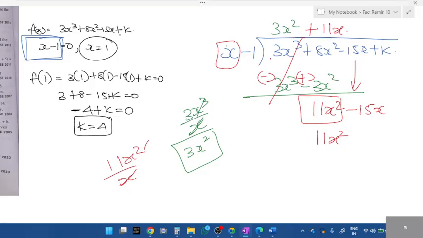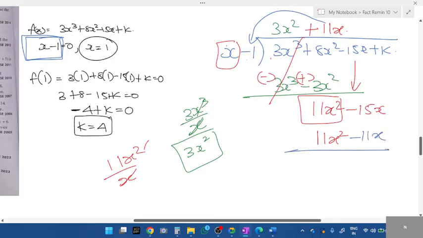Sorry, 11x square and x, students. Once you do this, 11x and minus 1. What is 11x minus 1? Minus 11. Then the same signs will change like this. It gets cancelled. 11 minus 4 or plus 4? Minus 4x. Bring down this. Minus 4x.